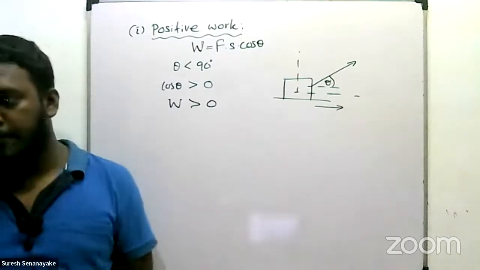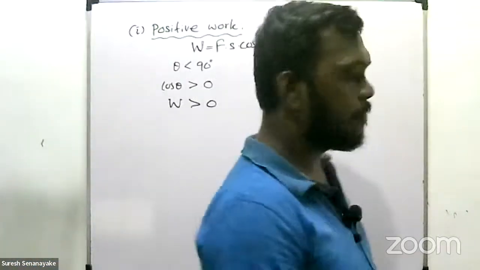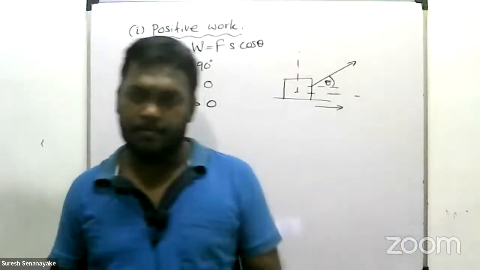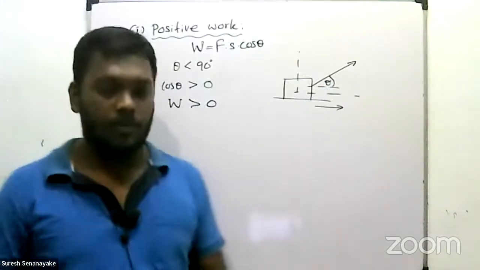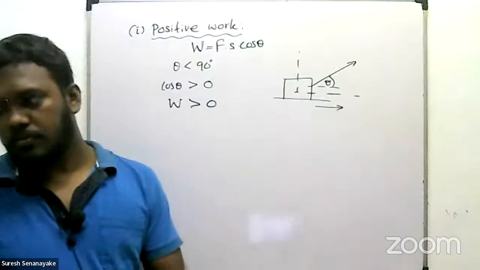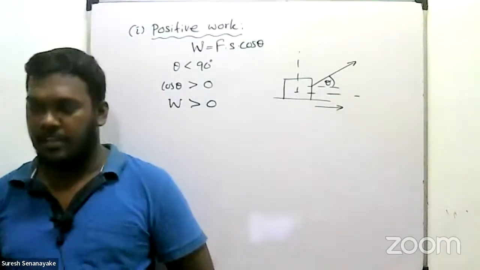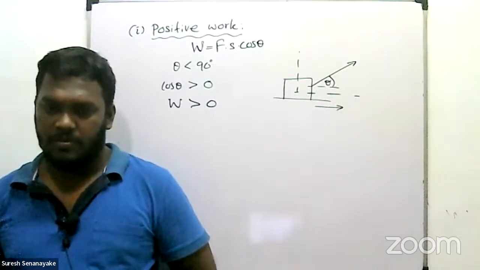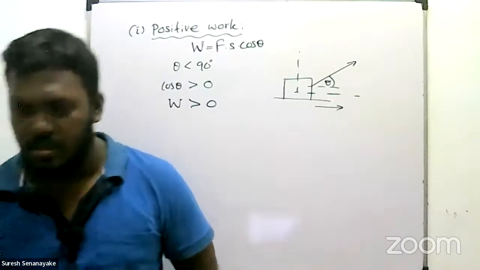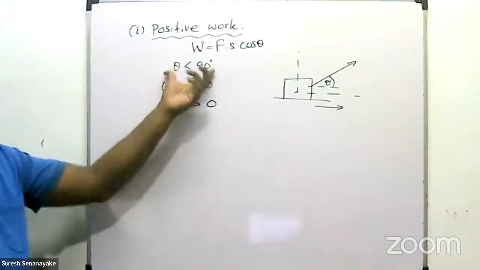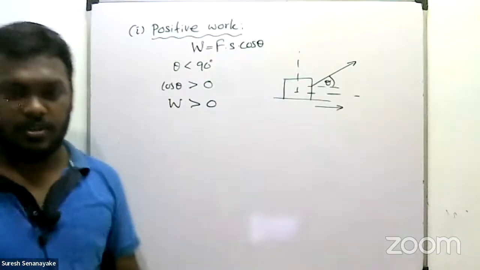The work done by the force will be positive for theta less than 90 degrees. You can write this: theta less than 90 degrees, cos theta greater than 0, and W greater than 0.